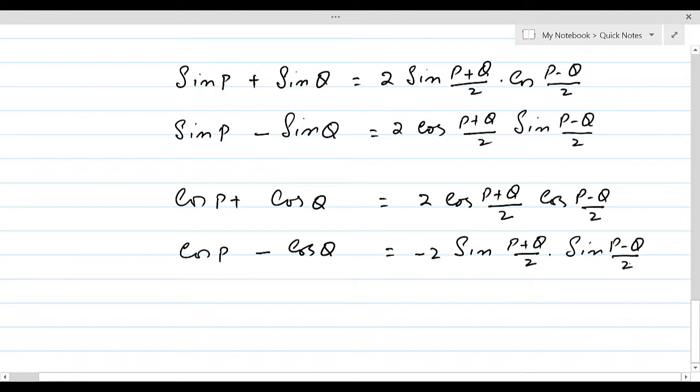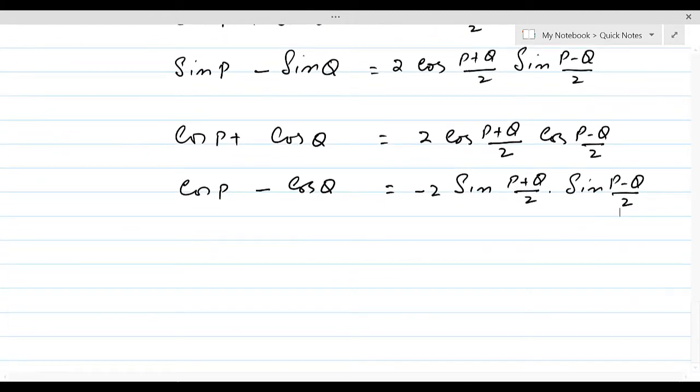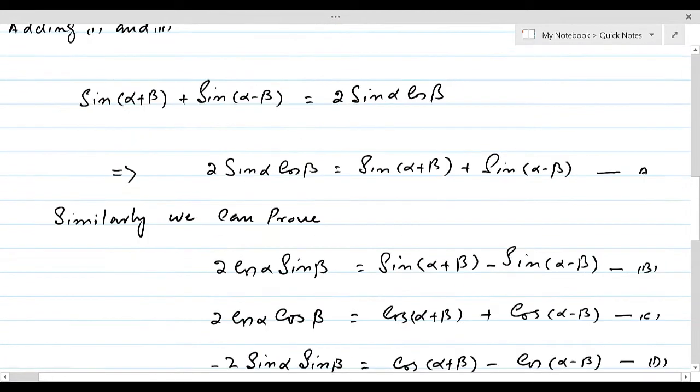So these are the identities which can be used when we convert from sum to product. The first ones, A, B, C and D, are used when we want to convert from product to sum. Let's get started with the first example and simplify the first question.